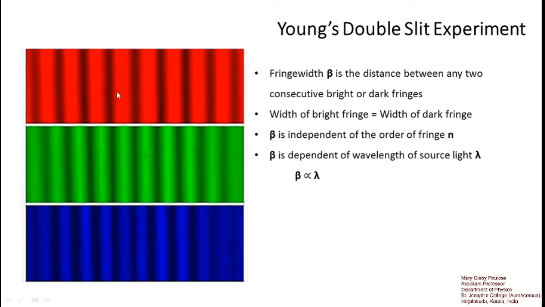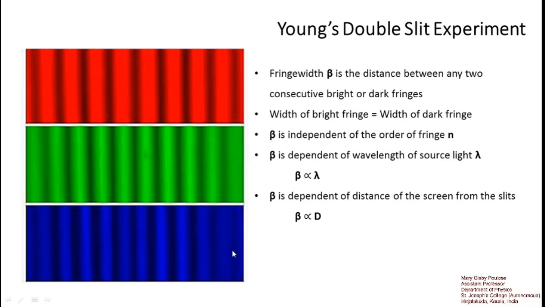Now for red light, we can see that the fringes are spaced farther away from each other. That is, the fringe width is larger. Now for lower wavelength in the green region, we can see that the fringe width reduces. Again for lower wavelengths in the blue region, the fringe width decreases. The fringes come closer. So from these images, it is clear that beta is dependent on lambda.